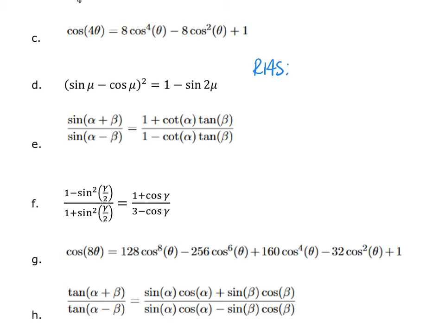The right-hand side is 1 plus the cotangent alpha, tangent of beta, over 1 minus the cotangent alpha, tangent beta. Let me erase that.